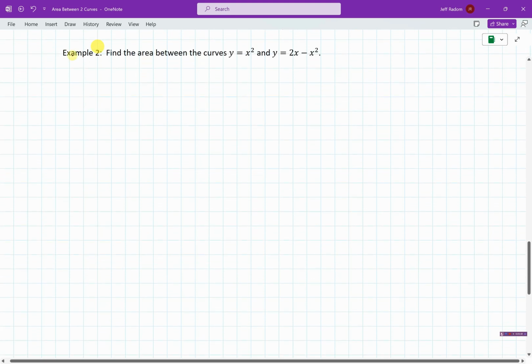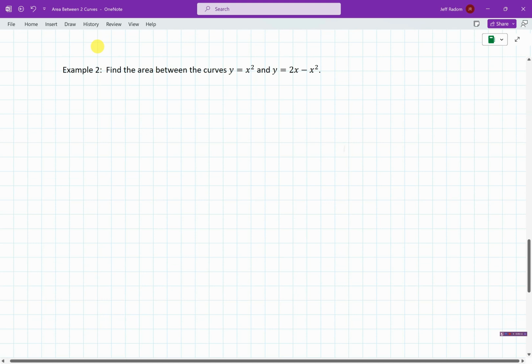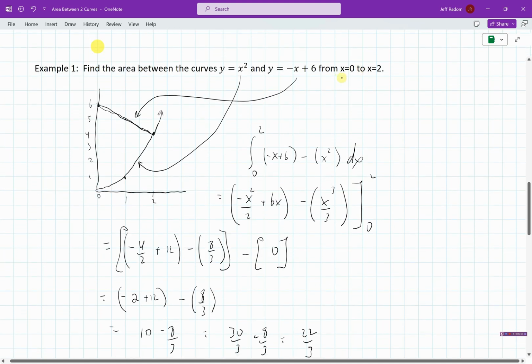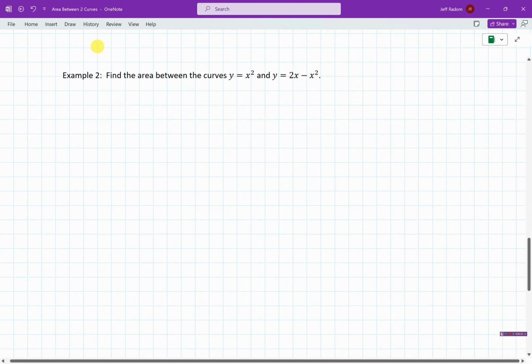Let's consider example 2 here. Find the area between the curves y equals x squared and y equals 2x minus x squared. The problem with this one is we don't actually know the area that's enclosed by them, whereas the last one said, let's find it from 0 to 2. So we're going to have to find out where these two curves intersect each other.